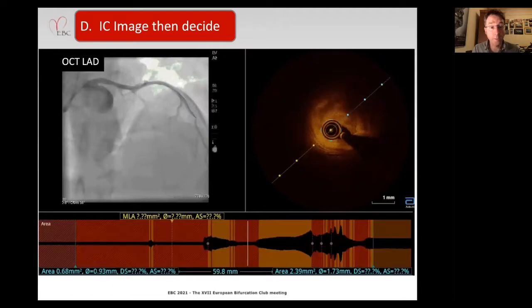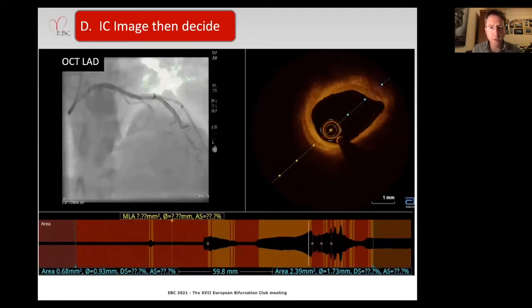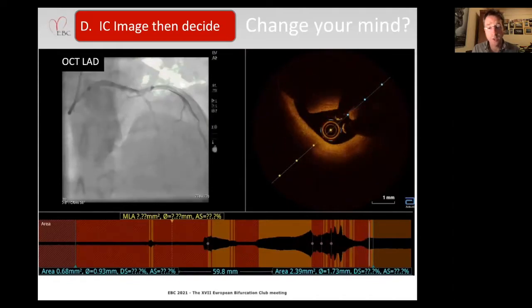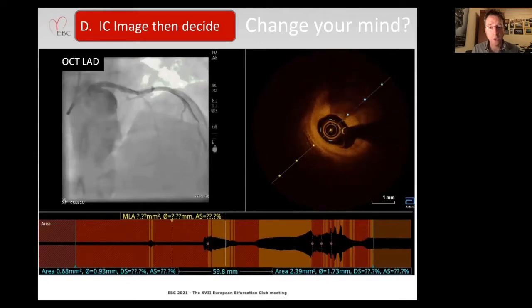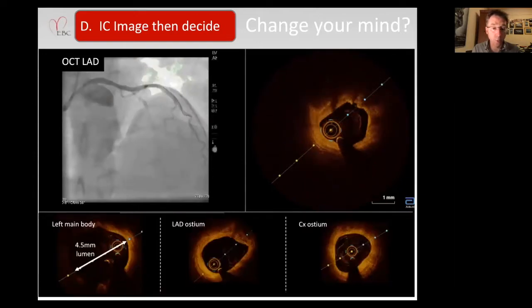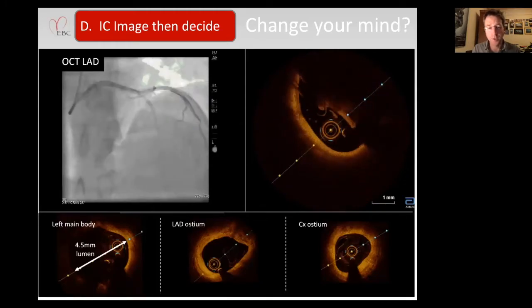So I went about imaging without predilatation, so the quality of this run is not perfect, but actually it answers the question that I required, which is that we see disease extending back into the ostium of the left main. So we see the left main is about 4.5 lumen. We see plaque at the ostium of the LAD. We see plaque at the ostium of the circumflex.